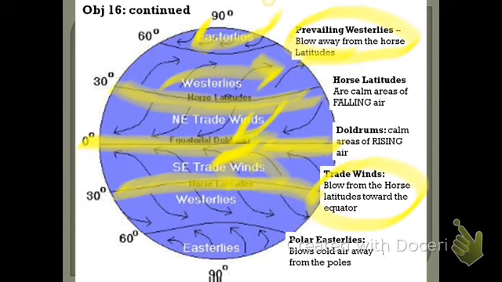And then your polar easterlies, when we talked about those, they blow cold air away from the pole. They're called easterlies because they blow from the east to the west. Okay, I'm going to get rid of the drawing on here.